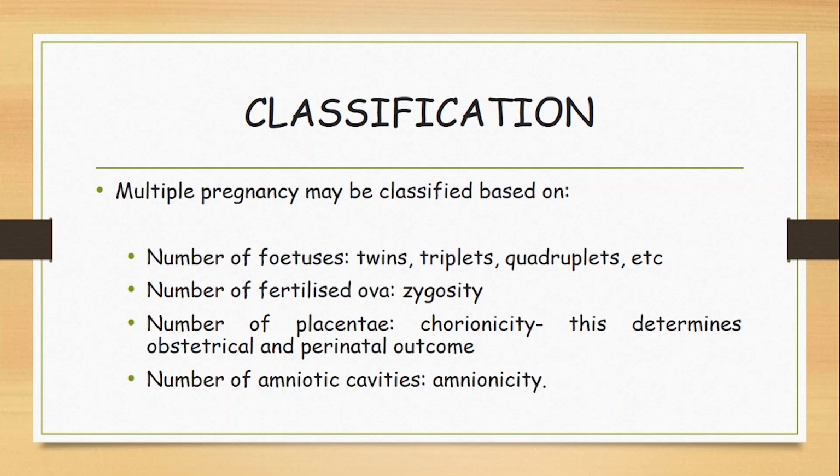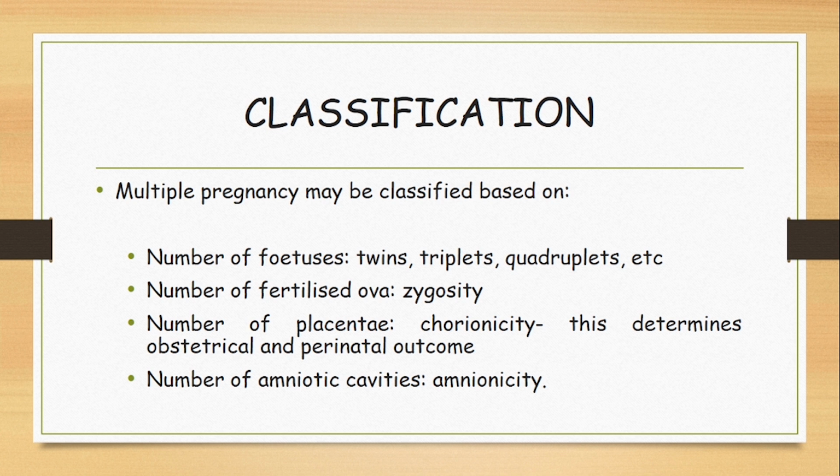How do we classify multiple pregnancy? Multiple pregnancy may be classified based on, one, the number of fetuses present: twins, triplets, quadruplets, quintuplets, and so forth. Then the number of fertilized ova. How many oocytes are fertilized? With that, you can talk of zygosity. So we can have either a monozygotic twin or a dizygotic twin, which I will explain more as we go ahead in this lecture.